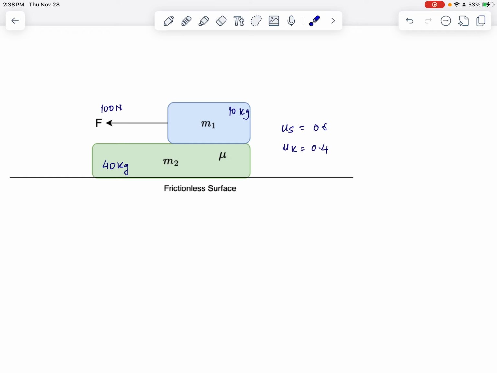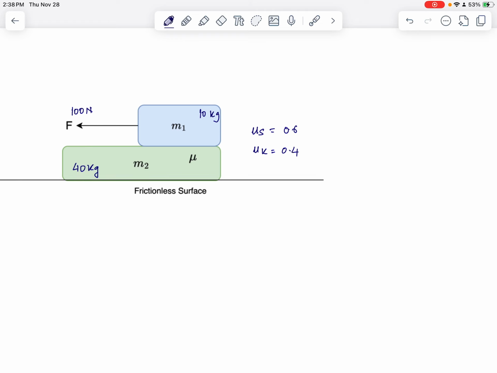There are two friction coefficients. The static friction coefficient is 0.6 and the kinetic friction coefficient is 0.4. Okay, so the force on the top block is 100 newtons. There is no explicit external force on the bottom block. So if we find the frictional force between the two blocks, that is nothing but mu times m1 times g.